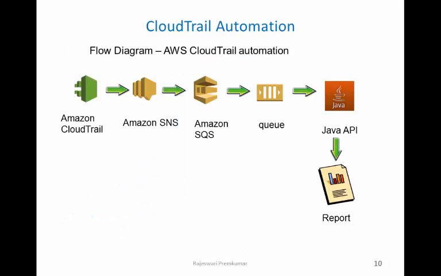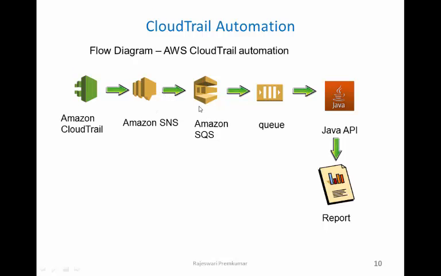So I tried automating the downloading of the log file, or reading the user events, using the Java SDK. So this is the flow diagram. In the AWS CloudTrail configuration, you saw that we set up the SNS topic to get the notifications whenever a user event happens. So the user event gets notified.